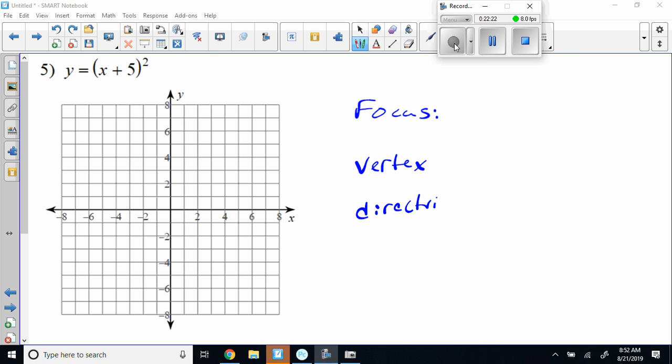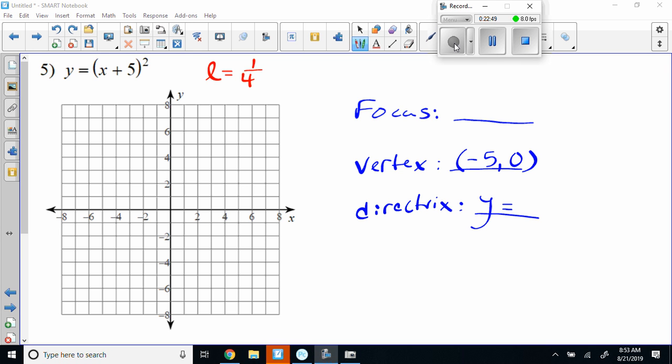Man, I can't write. I'm going to put y equals already. Is that okay? Okay, what's the vertex? Ladies and gentlemen, what's the vertex? -5, 0. Okay, now, let's find my L. L equals 1/4 times A. So that's 1/4 times 1, which is 0.25. Thank you very much, folks.